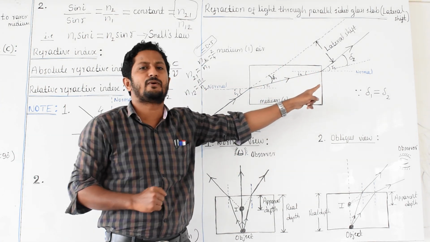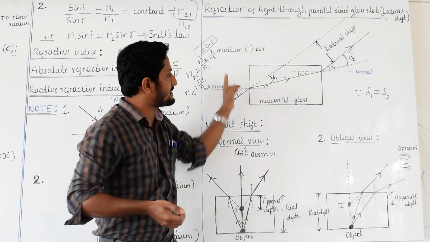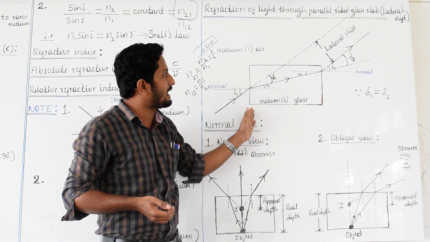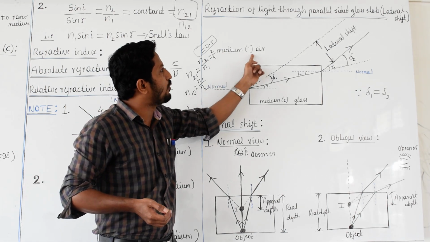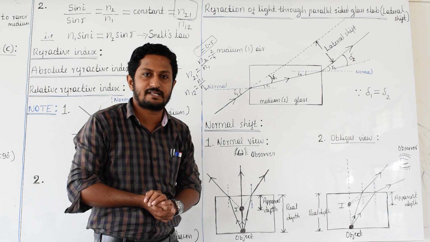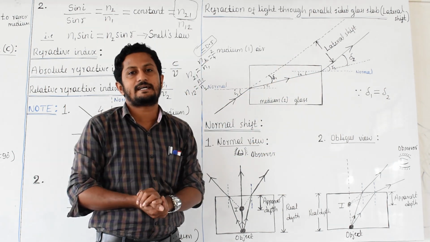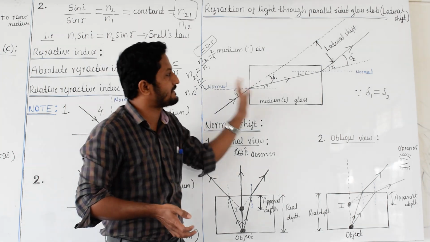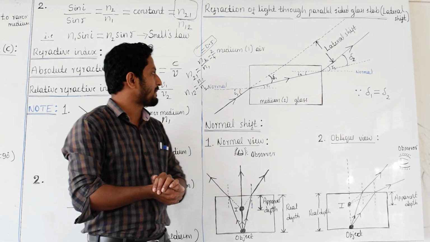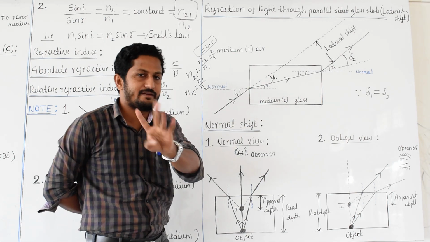That is very important. Just look around this glass slab. Around this glass slab there is a medium that we named as medium 1, air. Air with the same concentration of molecules is there. Now look here. We named air as medium 1 and glass as medium 2.